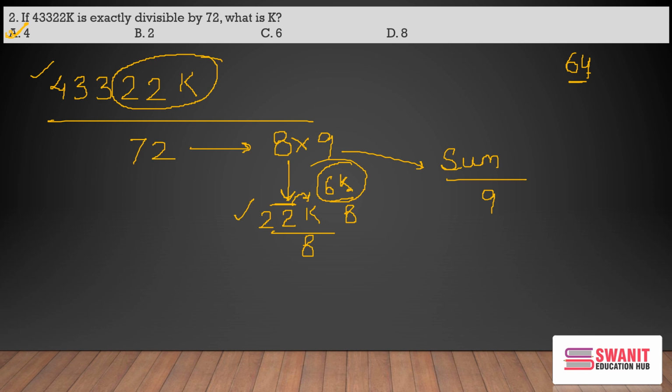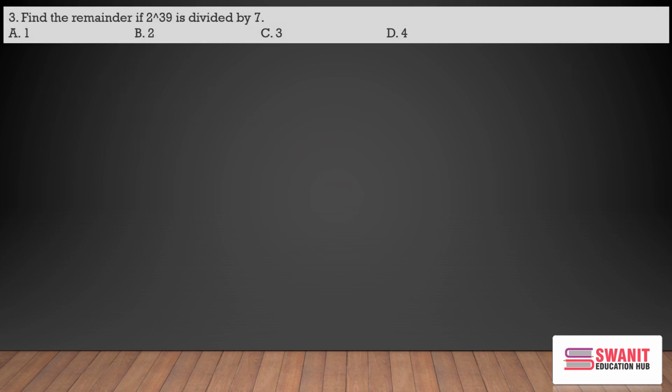Let's look at another question. Find the remainder if 2 raised to the power 39 is divided by 7. Another trick from number system, wherein we check whether some number divided by another number gives us what remainder. For detail, you can again refer to another video on my channel which tells you about finding the remainder.